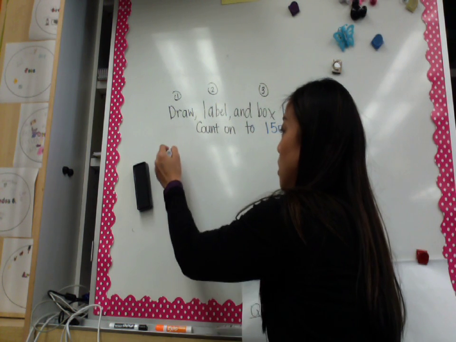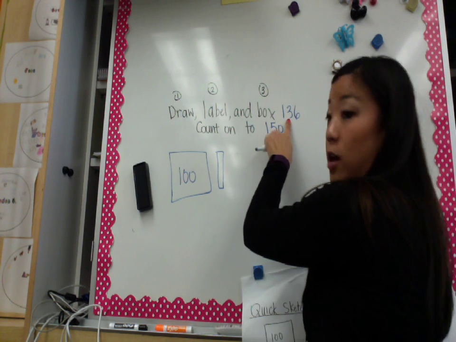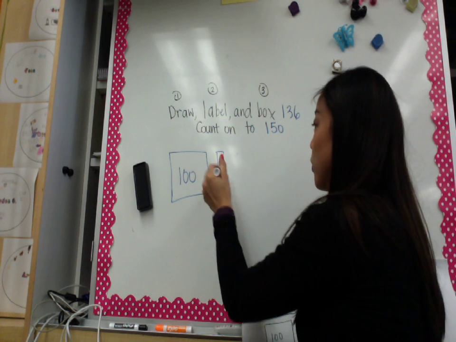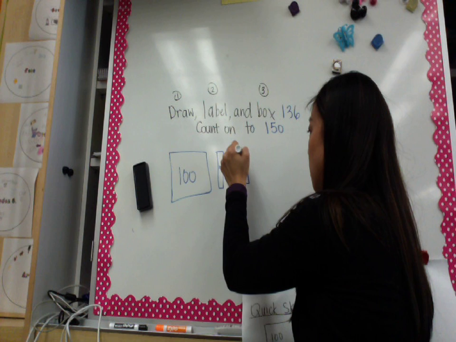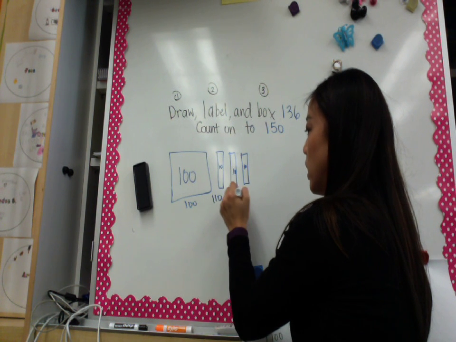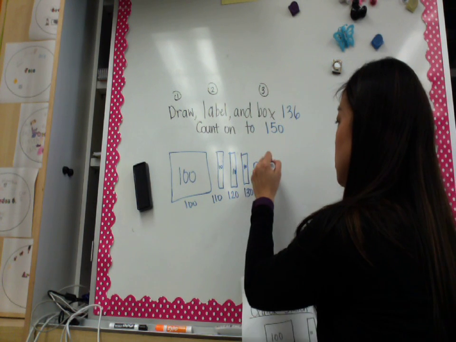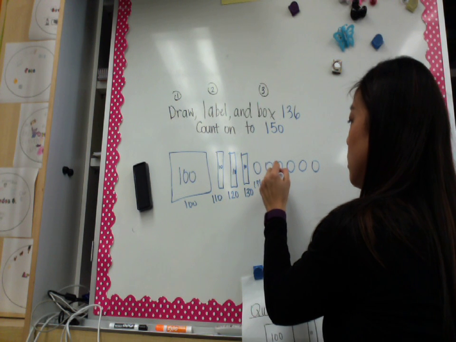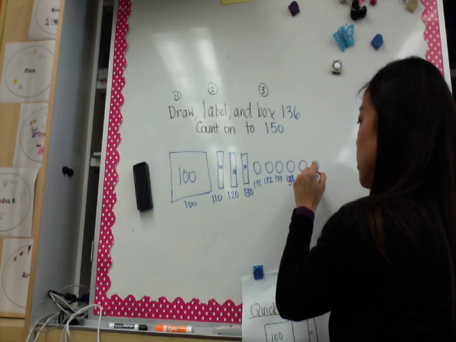So I need a group of 100. Look at the tens place. How many tens? 3 tens is correct. Because this is 100, 110, 120, 130. Now I need 6 ones. 2, 3, 4, 5, 6. So this is 131, 132, 133, 134, 135, 136.